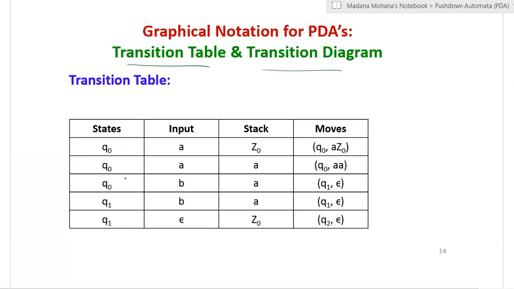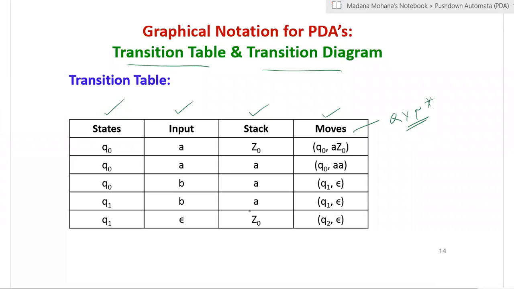You can see the previous example. How do we represent it in the form of a transition table? First, take states as the first column. Second column, you can take input. Third column, you can take stack symbols. Then the last column, you can take the moves. The moves you can take directly from the right-hand side of the delta function. What does the right-hand side of the delta function contain? Q cross gamma star. This we can take as it is from the transition.